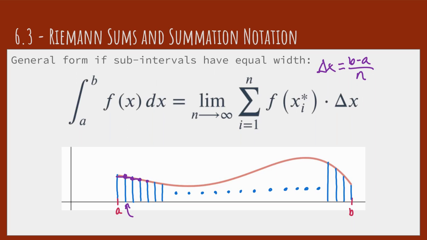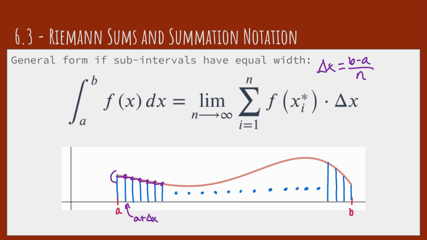So what we're doing here is the RRAM approximation, but we're doing it with more and more and more rectangles. All right, so one last thing. This is something that I've done before here, but just assuming that we're going to do RRAM, the very first x value that we're going to plug in here for f is going to be a plus delta x.